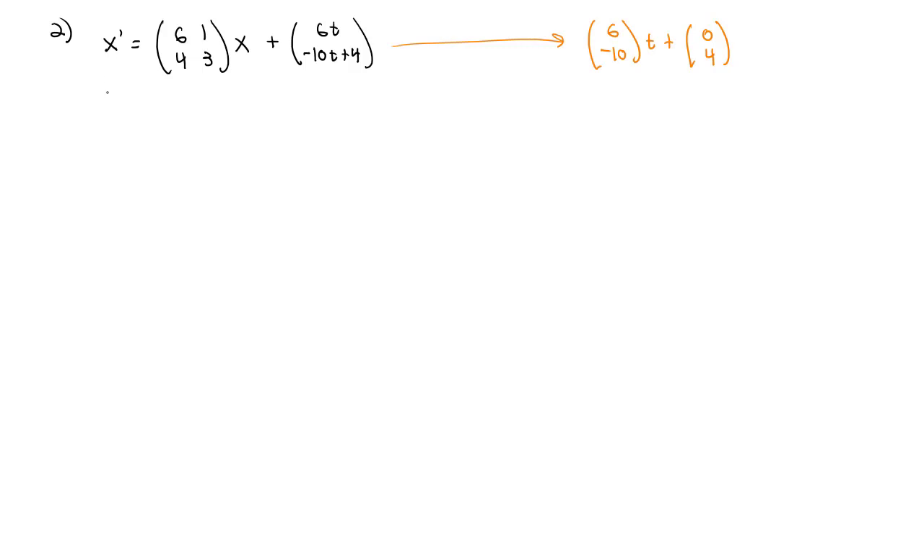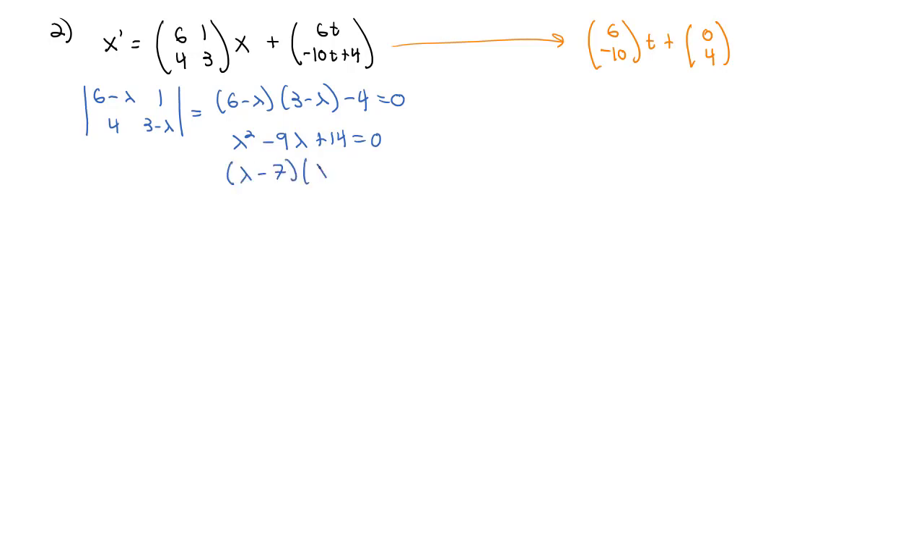First, we have to find the homogeneous solution, which we find by finding the eigenvalues of the coefficient matrix. 6 minus lambda, 1, 4, and 3 minus lambda, which is equal to 6 minus lambda times 3 minus lambda minus 4. Multiplying that out, we get lambda squared minus 3 minus 6 is minus 9 lambda plus 18 minus 4 is plus 14, and we know that has to equal 0. And so we can factor to lambda minus 7, lambda minus 2, and so lambda, our eigenvalues, are 7 and 2.